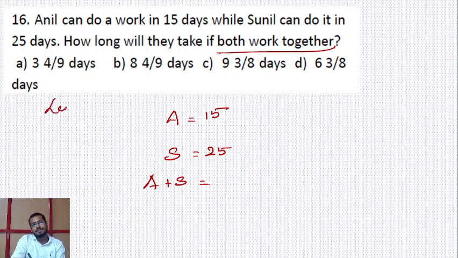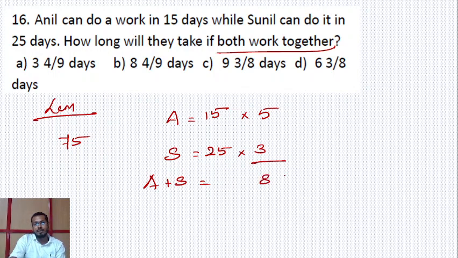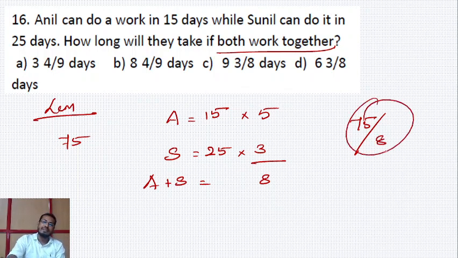What is the LCM? 15 and 25. For 25, 50, 75. 75 is the LCM for both. 15 into 5 and 25 3 times. Total 8 times. So our answer will be 75 chocolates are there. Both of them can complete 8 chocolates in a day. 75 over 8 is the answer, but the options are given in what format?